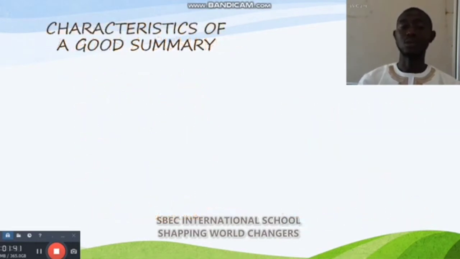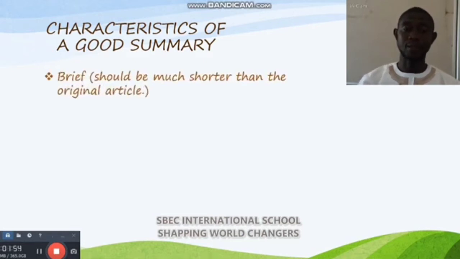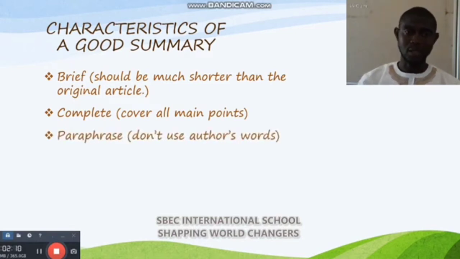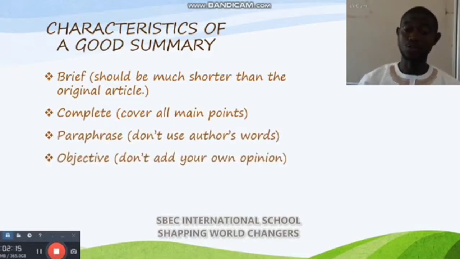Now, let's look at the characteristics of a good summary. What makes your summary very attractive? What makes your summary become an A+ summary? The first one is it should be brief. It should be much shorter than the original article. It should be complete, and it covers all the main points that they ask you to cover in a piece of summary. You should paraphrase. Don't use the author's words. It should be objective. That is, don't add your own opinion.